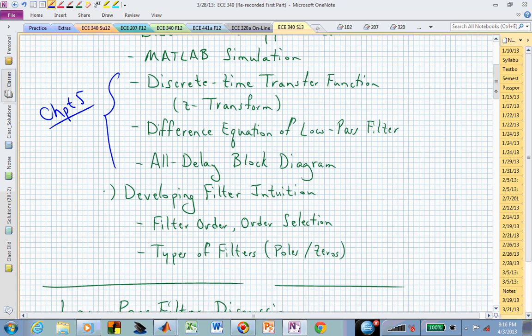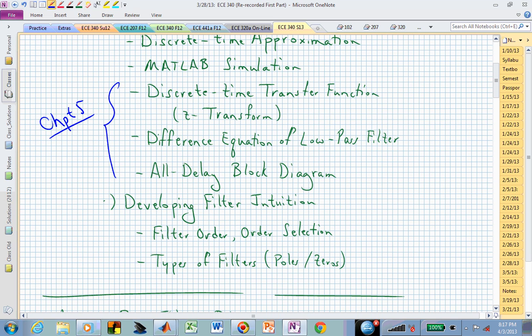Beyond that, we will get into the intuition of filter design, and that will probably be in the next lecture, where we will discuss filter order and order selection and the different types of filters. Today we'll be talking almost exclusively about low pass filters, but you can immediately think about high pass filters, band pass filters, and band reject or notch filters. All of those are pretty straightforward changes that can be made once you understand the concepts behind a low pass filter.